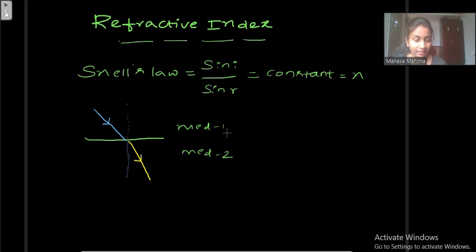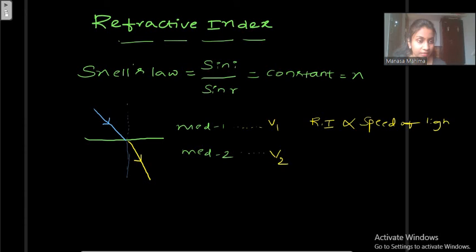See, if I take medium 1, the light ray is traveling in medium 1 with a speed v1, right? And in the second medium, what happens? The light ray shows a change in direction as well as a change in the speed of light, right? So I will take the speed to be v2. This refractive index is directly related to the speed of light traveling in different media.